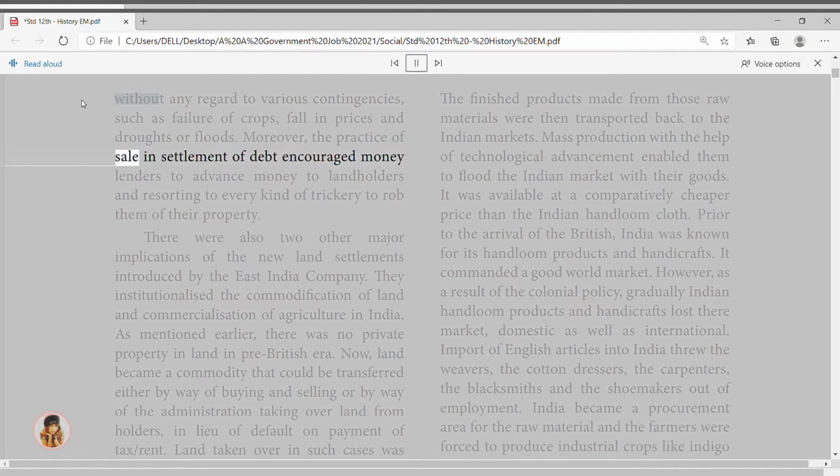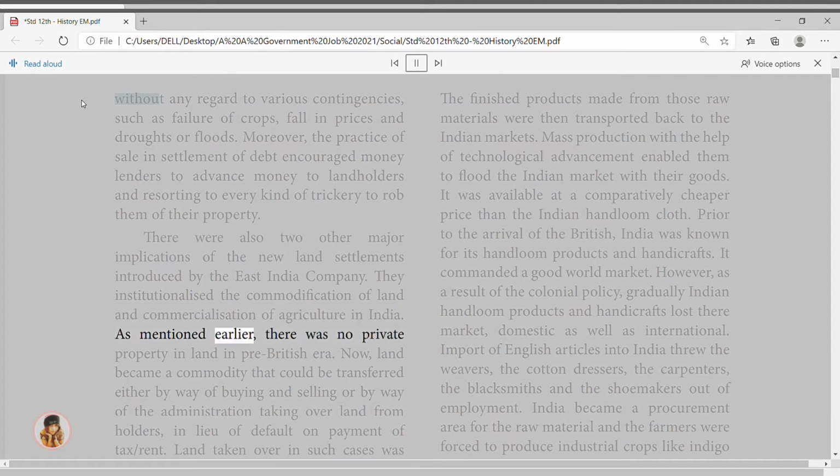Moreover, the practice of sale and settlement of debt encouraged money lenders to advance money to landholders and resort to every kind of trickery to rob them of their property. There were also two other major implications of the new land settlements introduced by the East India Company. They institutionalized the commodification of land and commercialization of agriculture in India.